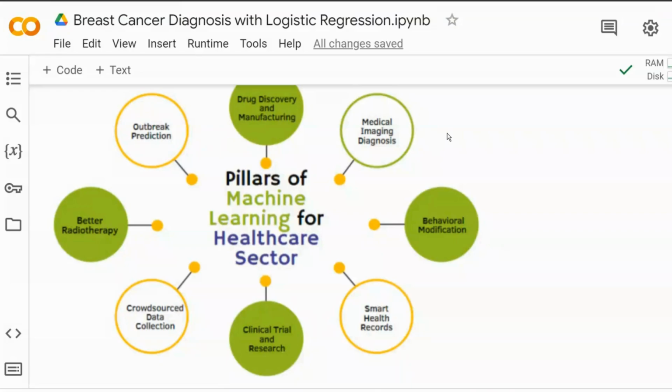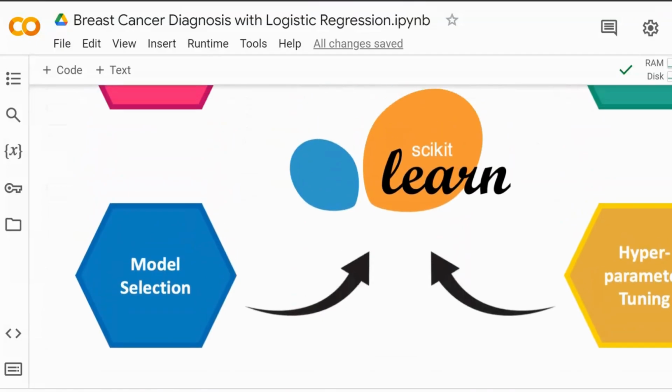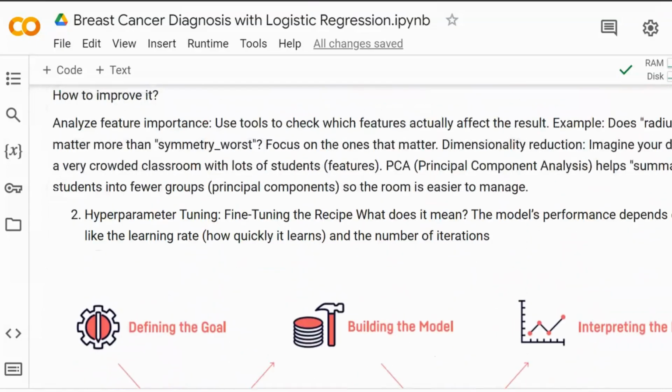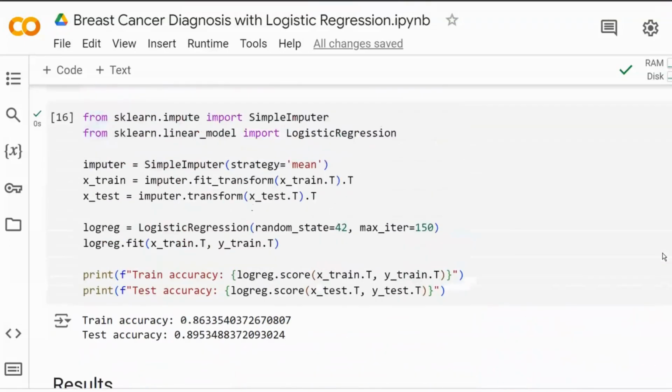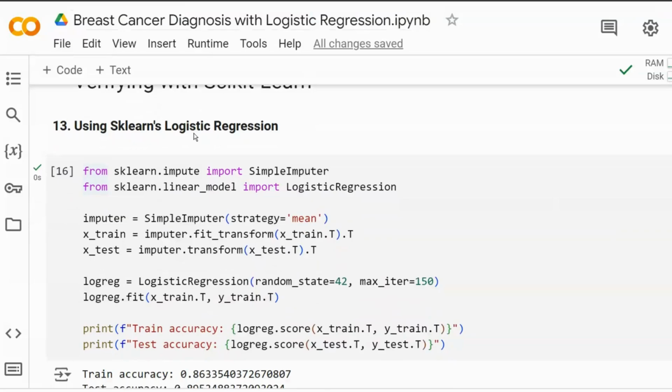But I'm curious, our source material also experimented with something called scikit-learn. What's that all about? Scikit-learn. It's a fantastic tool, like a Swiss Army knife for machine learning. Think of it as a library of pre-built models and algorithms, including, you guessed it, logistic regression. So it's like having a toolbox full of ready-made solutions, as opposed to building everything from scratch like we did with our model. Exactly. It's a great way to check your work, to see how your custom model compares to those that have been optimized and refined by experts.